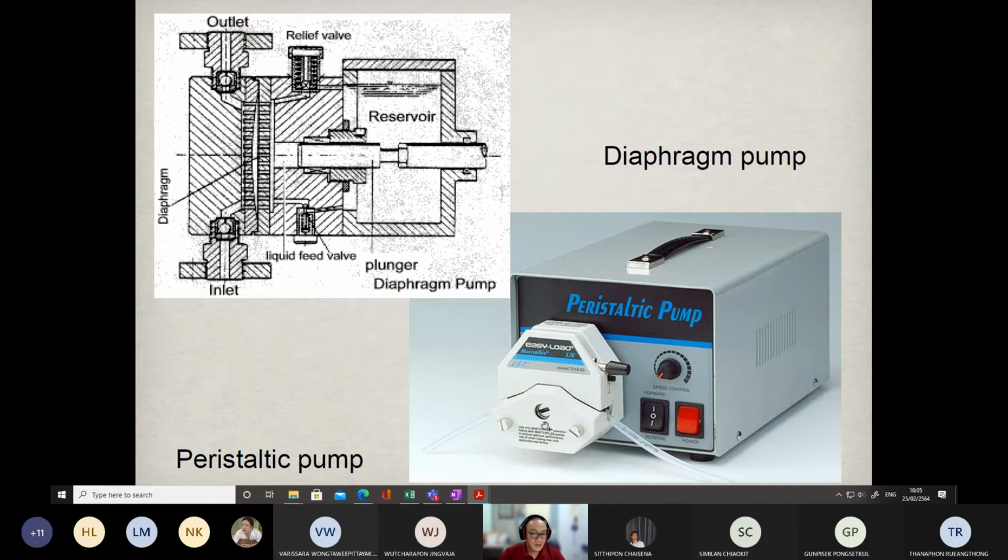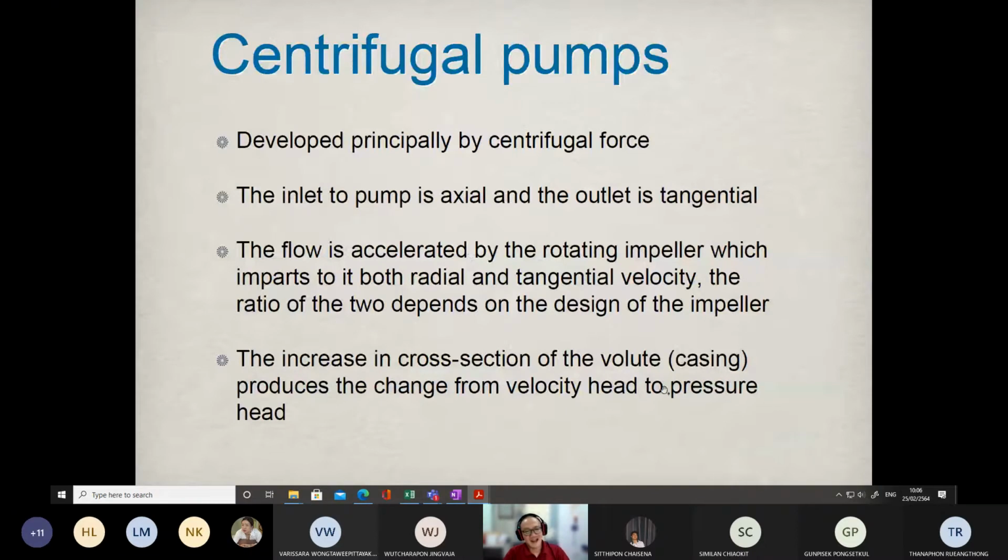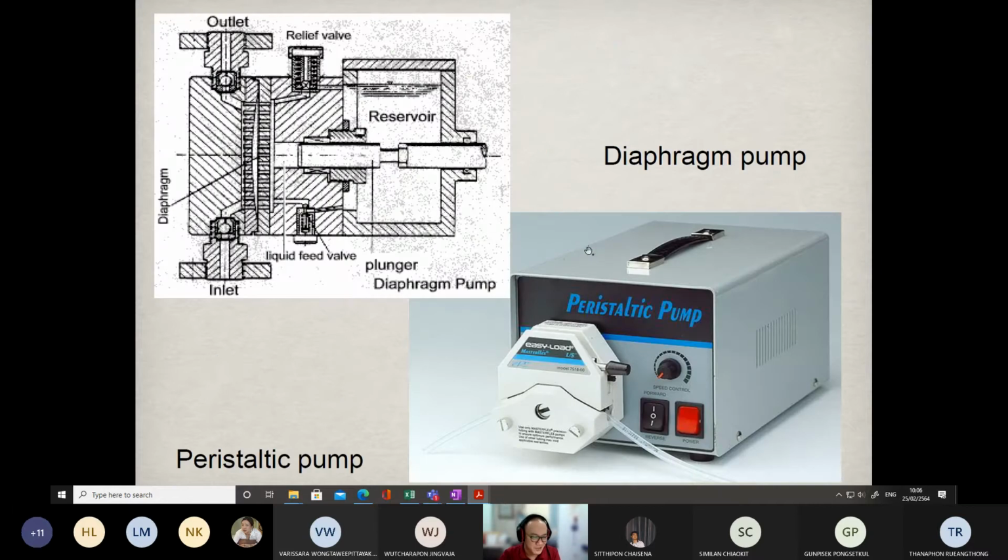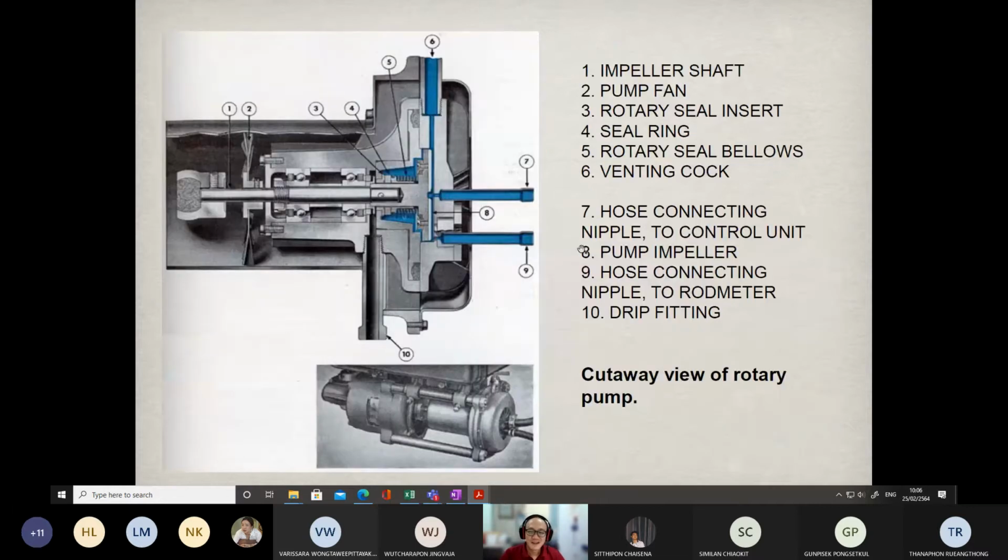But if it rotates in the counterclockwise direction, we can transfer the water from this side to this side. These pumps we sometimes use in the plant just for supplying chemicals. These are very small pumps. We don't use them to carry large volumes of water. For large volumes of water, it is recommended to use centrifugal pumps, not positive displacement pumps.